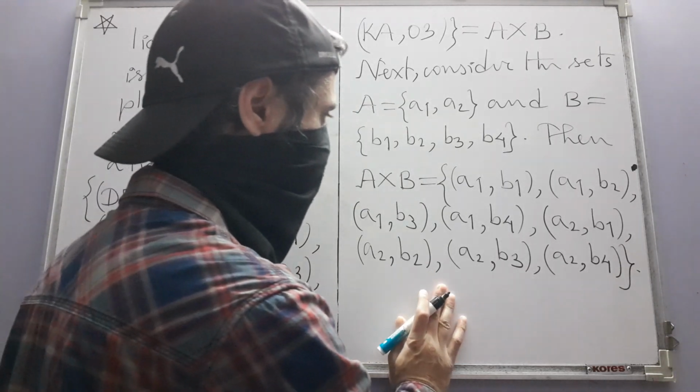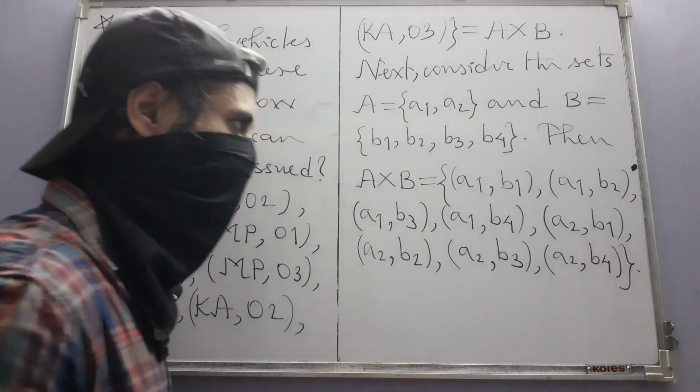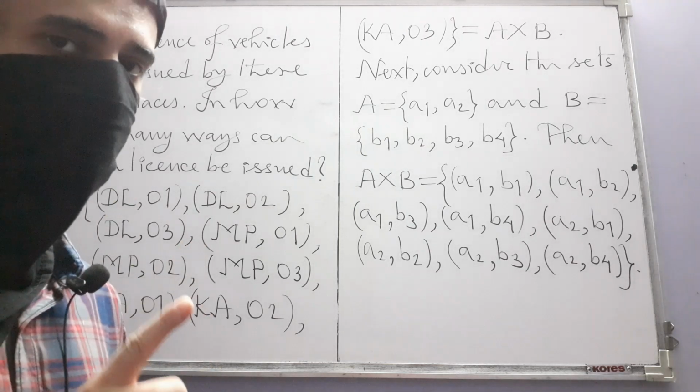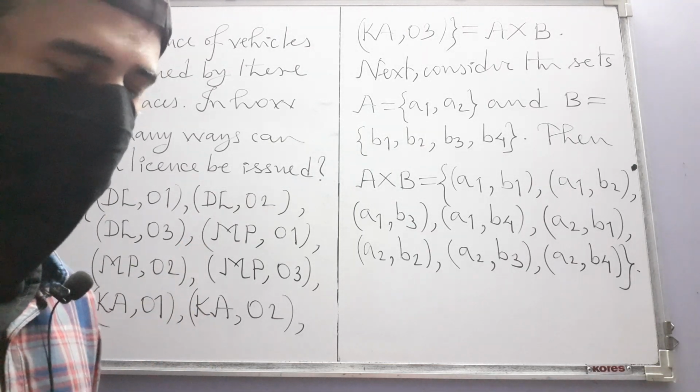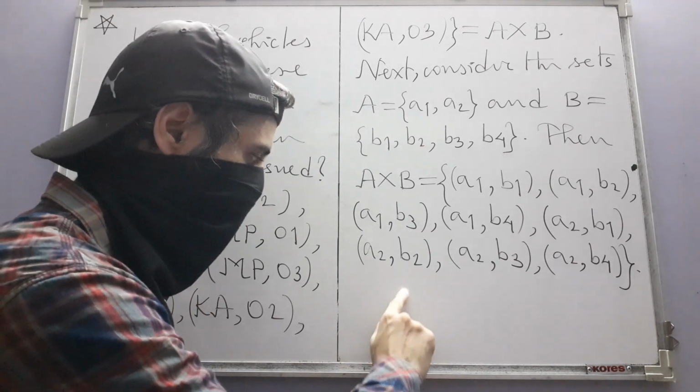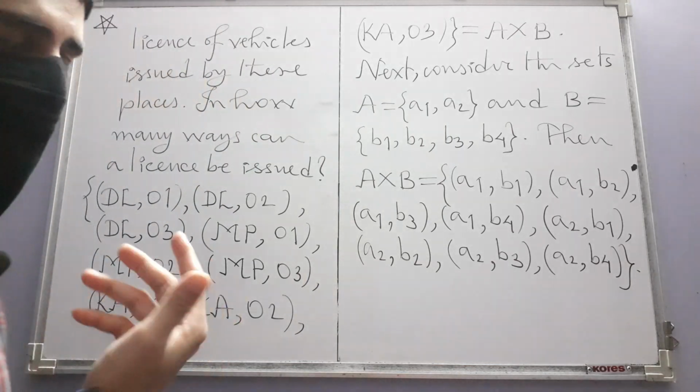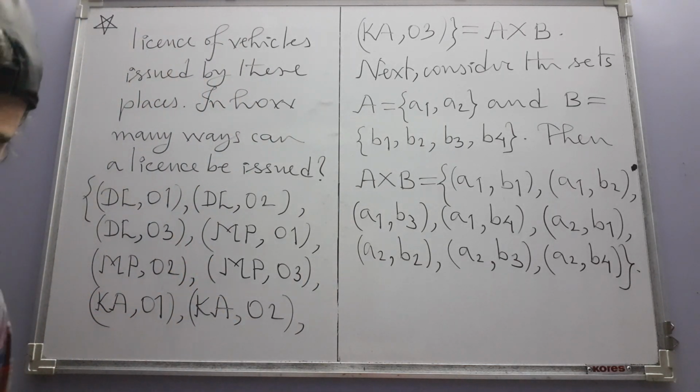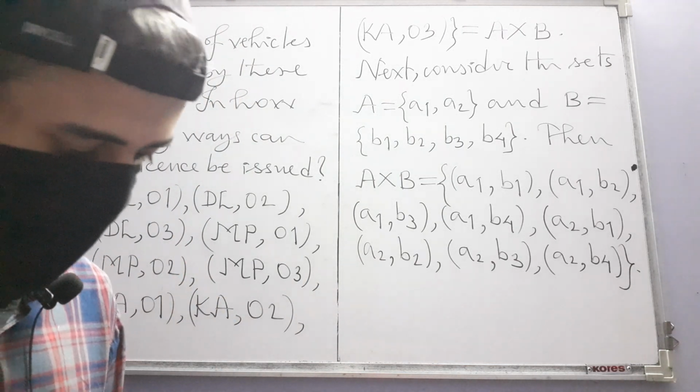Whenever we talk about sets, always use curly brackets, unless we are talking about intervals. In that case, we use square brackets, round brackets. That's a different thing. All right.